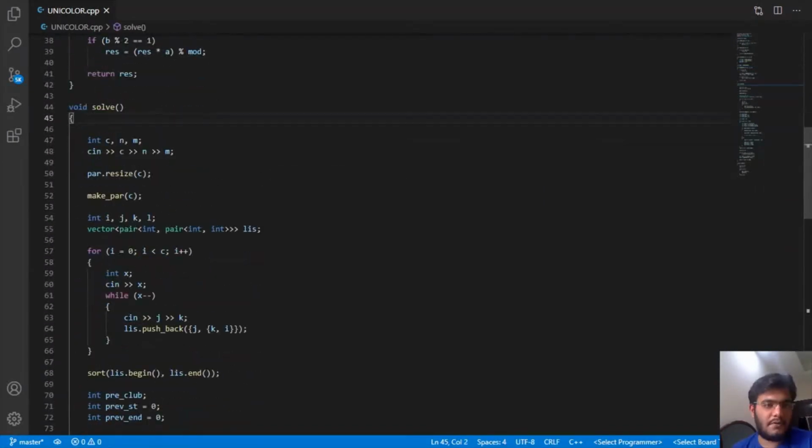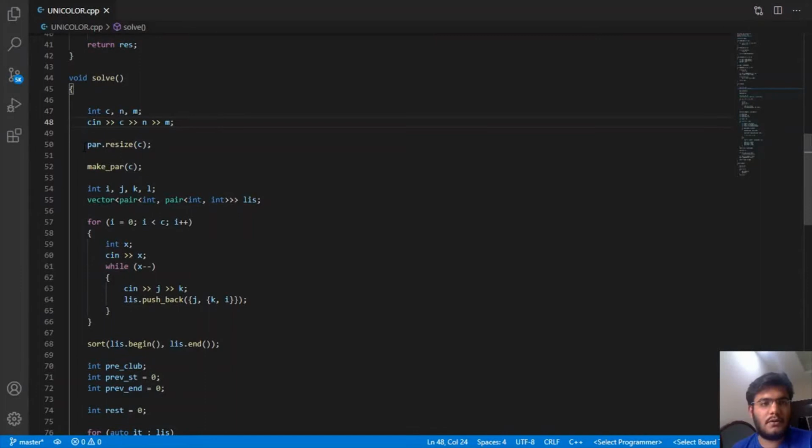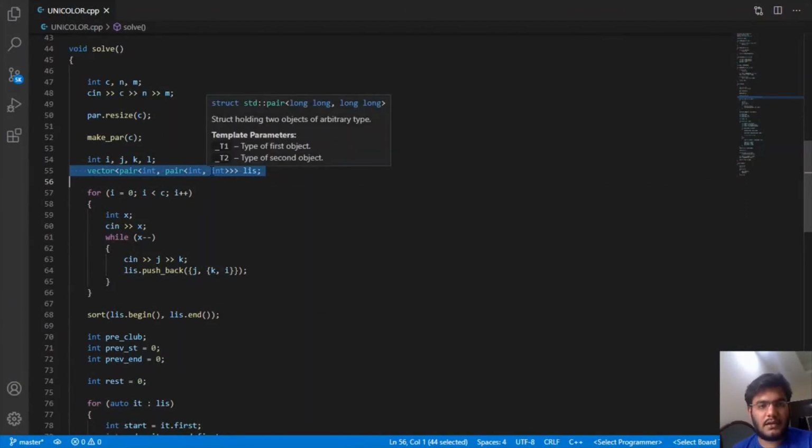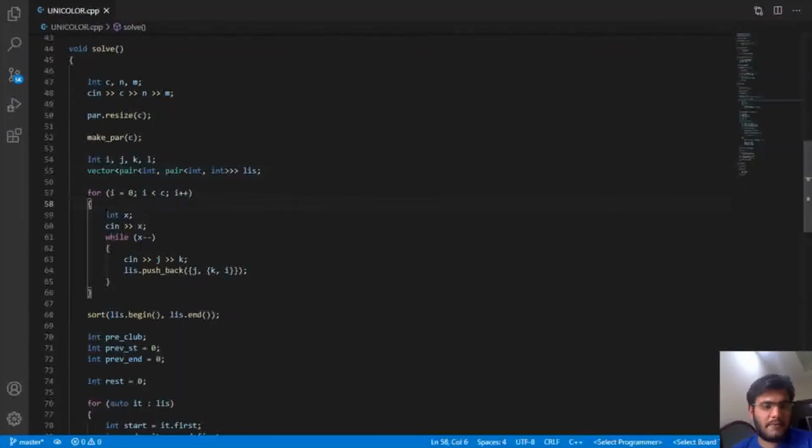Now comes the main part. For each test case, we will first take the input of C, N and M, resizing the immediate parent array to size C and also initializing our DSU. We will also maintain this list which will have all of the intervals along with their club. So for each club, we will have this element x, and then x intervals of the form j to k, and we will store them in this list in the form of the interval and also their club number.